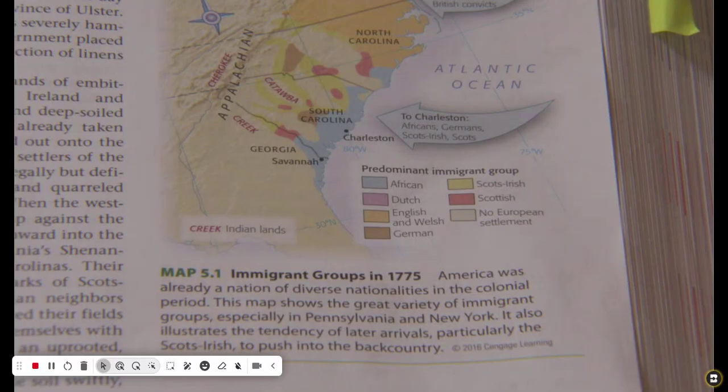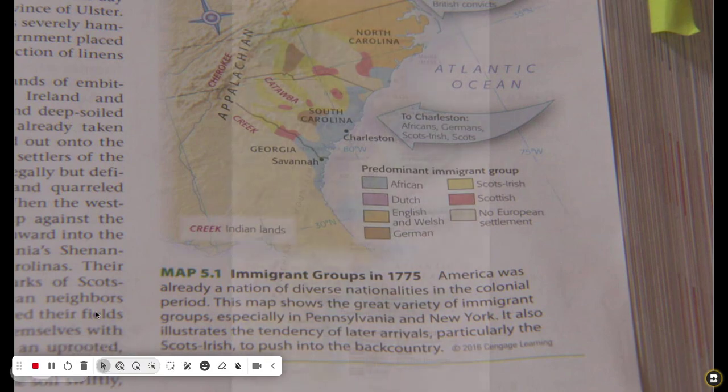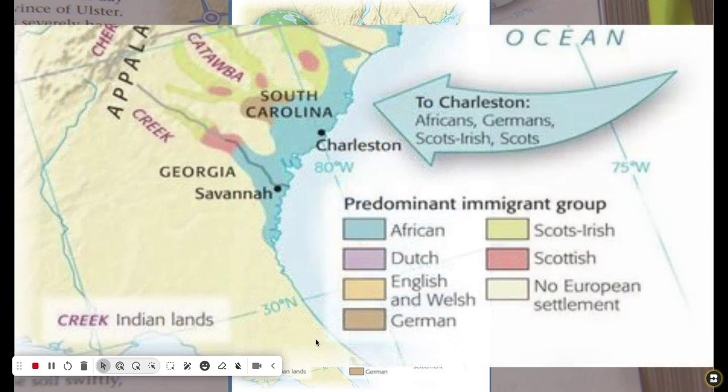Here's another textbook. This is a map of immigrant groups in 1775. These are the great variety of immigrant groups. It's got your Dutch, it's got your English, it's got your Welsh. And if you want to look at it carefully, or actually from the original look, it looks like this in the textbook. It doesn't look like anything kind of crazy, right? But it says the predominant immigrant group.